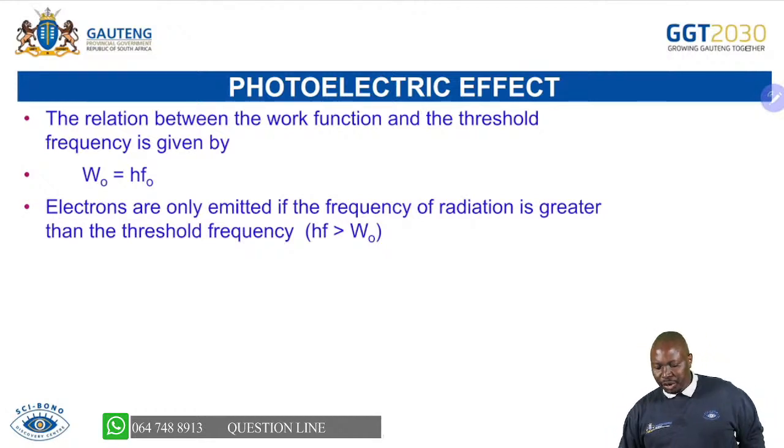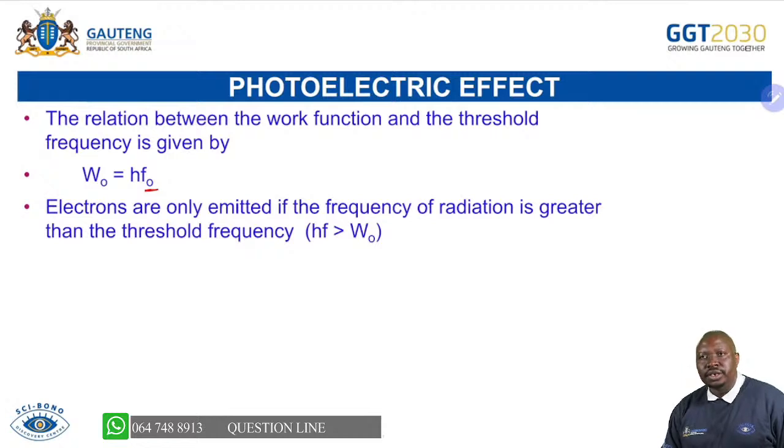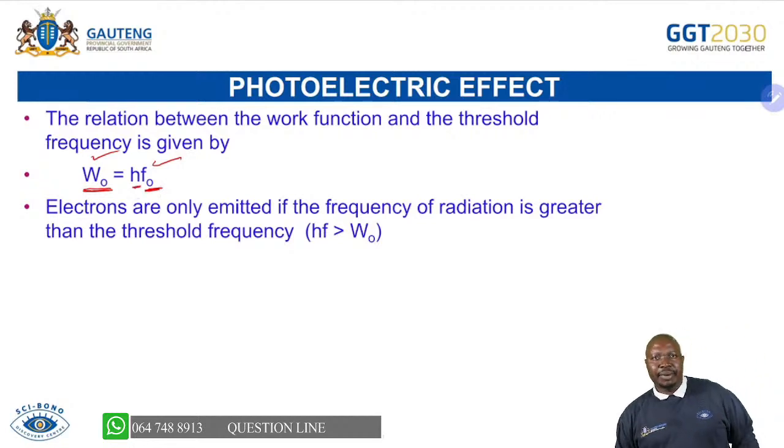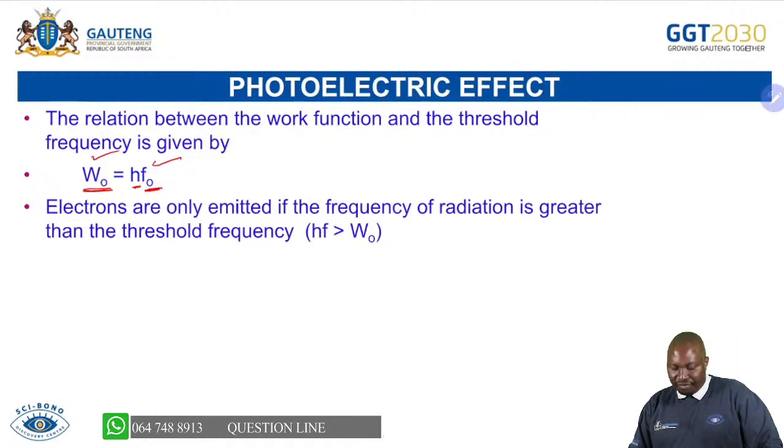Now we are looking at the relationship between the work function and the threshold frequency. Sometimes you'll be given the threshold frequency and then asked to calculate the work function. So you must know that when I want the work function, I can use hF0. How do you do that? You multiply the threshold frequency by Planck's constant. Remember Planck's constant? It is 6.63 times 10 to the power of minus 34. So you just multiply that by the threshold frequency, and you are able to determine the work function.